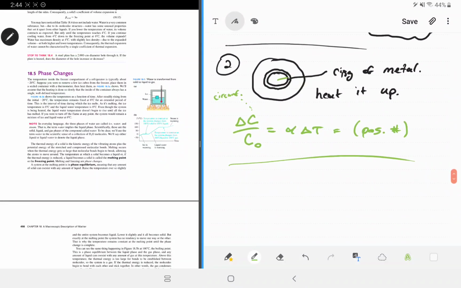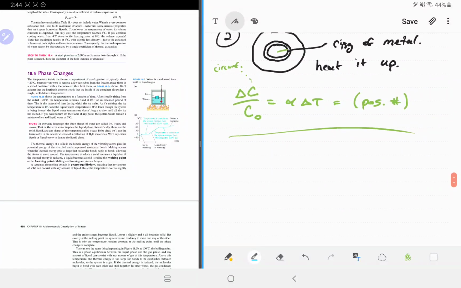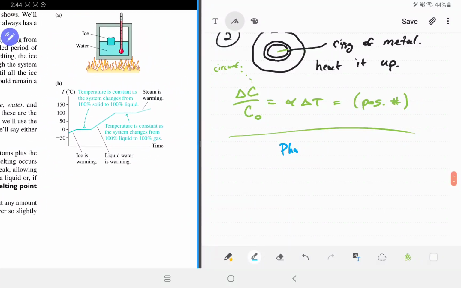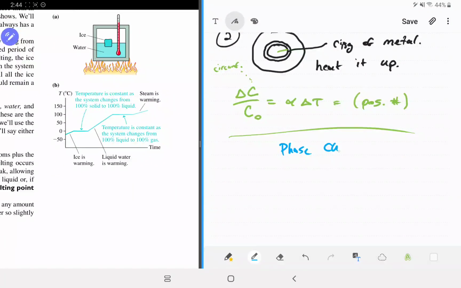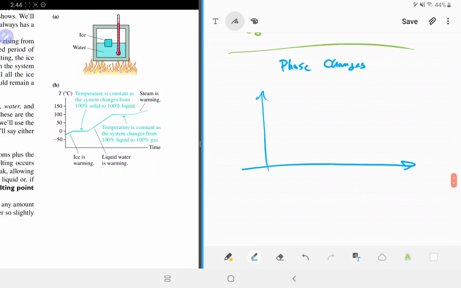Okay, the next section is on phase changes. To motivate this section, I want to explain this plot right here. Phase changes. Suppose I start with a piece of ice, and I'm going to keep heating this up. I have an ice cube at T equals 0, and we're going to heat this up at a constant rate.